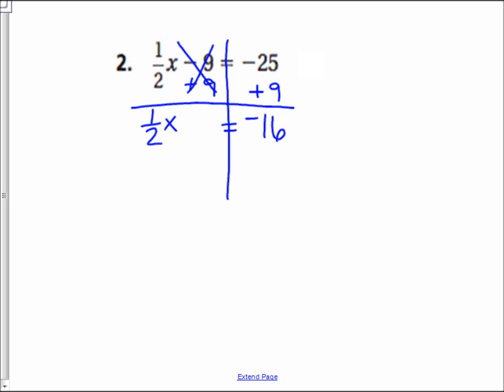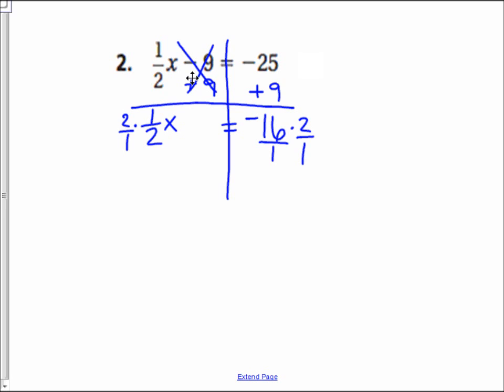From here, I have a fraction. Doesn't scare me. All I need to do is undo that fraction. So that means I need to use the reciprocal. Negative 16 as a fraction is negative 16 over 1.